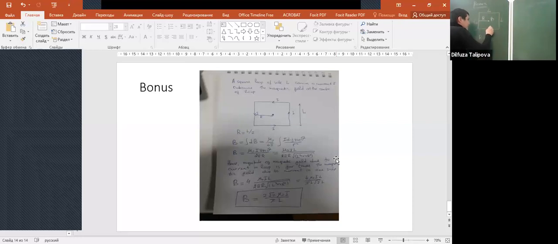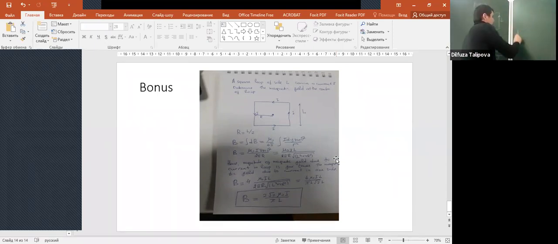Okay, and the current is carried in this direction. This is the I. So we have I, we have the radius R, and we have the length of the side of the loop, and we should find the magnetic field at the center of the square loop.